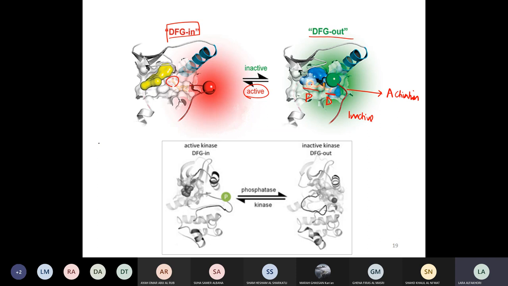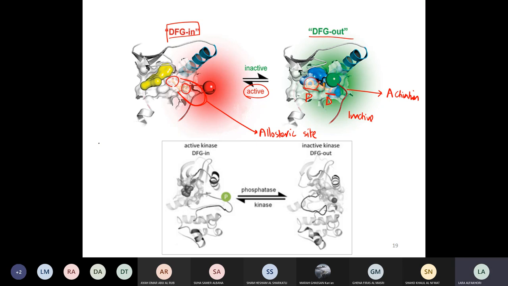Now the phenylalanine is not very clear in this image, but I will show it to you in other crystal structures. For instance, if you look at the active conformation, the phenylalanine is closing here, at the gate of what we consider an allosteric site, or a pocket or binding site that is close to the binding site of ATP. So in the DFG in, that phenylalanine closes that allosteric site.